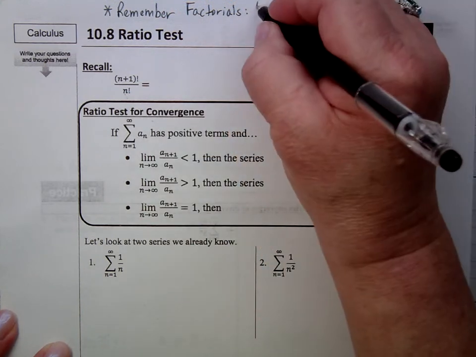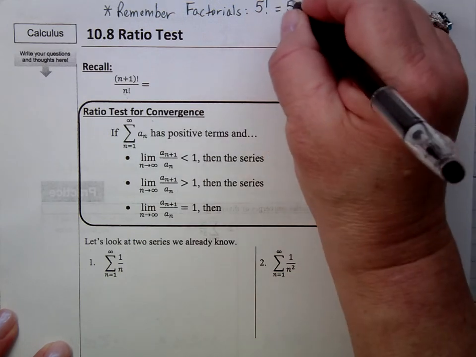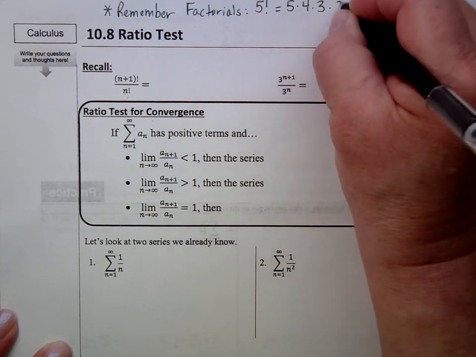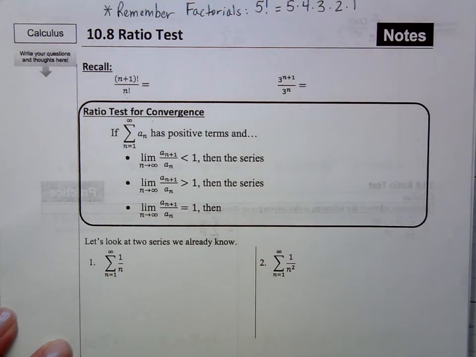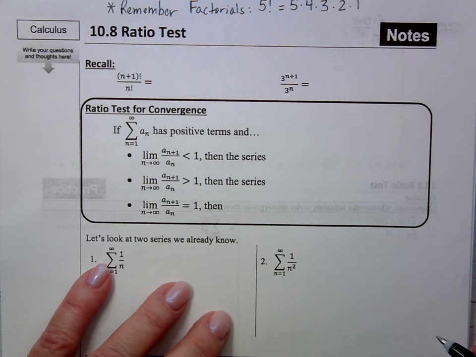Say I had 5 factorial, 5 with an exclamation point. That would equal 5 times 4 times 3 times 2 times 1. And any factorial, if it's 3 factorial, then it's 3 times 2 times 1. So it decreases in order by 1. They're always whole numbers. And they come up a lot in nature, like how many sunflower seeds there are, and seashells, and how seashells are made. There's a whole gamut for these factorial things. But for us, we're going to need them in this ratio test.